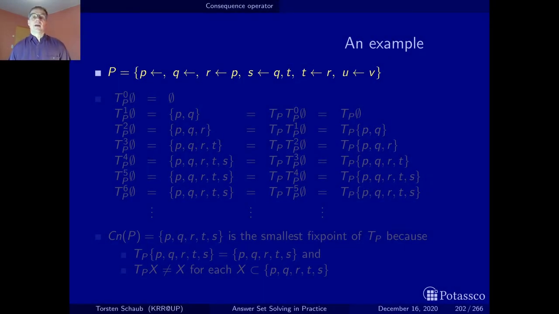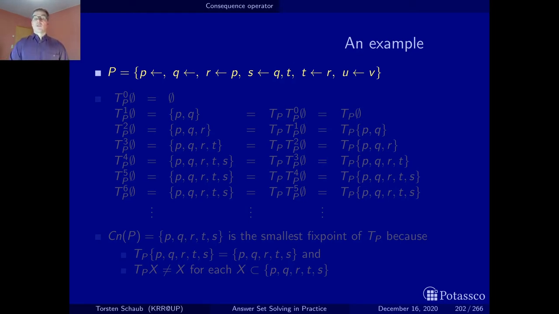Okay, so here's an example, and it's a positive logic program, and it consists of 6 rules: 1, 2, 3, 4, 5, 6. And I'm stressing this because I'm abusing the comma a bit here, first as a separator of the elements in the set, and then also as a separator of the body elements of the rule S if Q and T. Okay, anyway, I hope you forgive me for that.